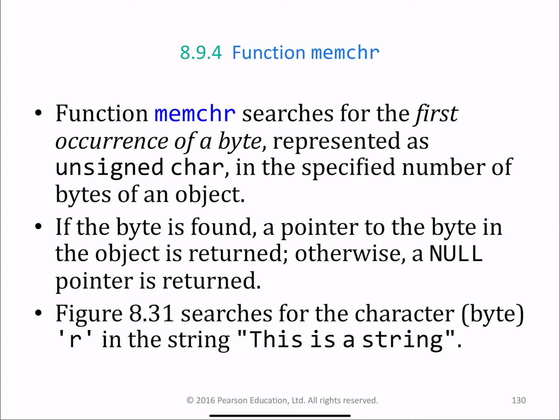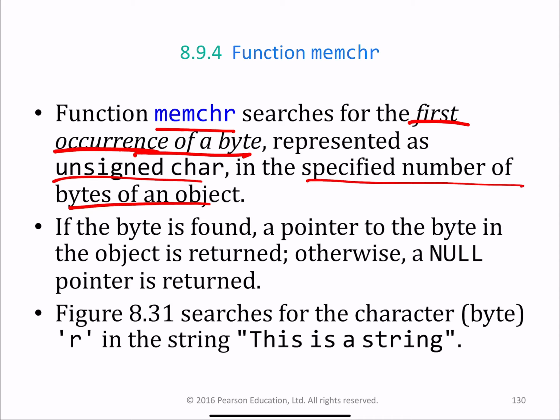Then we have the search function, the generalized version of the character search function we saw just earlier, memCharacter. It searches for the first occurrence of a byte, represented as an unsigned character, within a specified number of bytes of an object in the first argument. If it's found, it returns a pointer to that byte location. If it doesn't find that byte within the search region, a null pointer is returned.